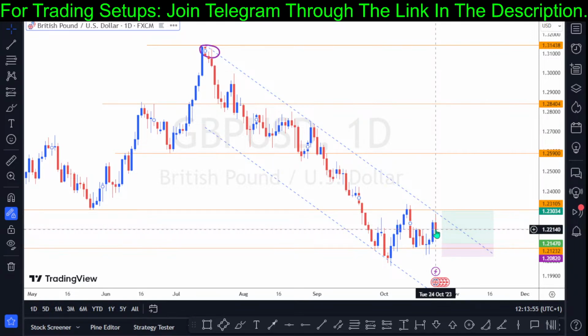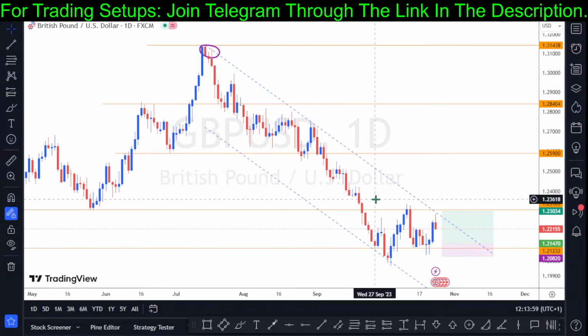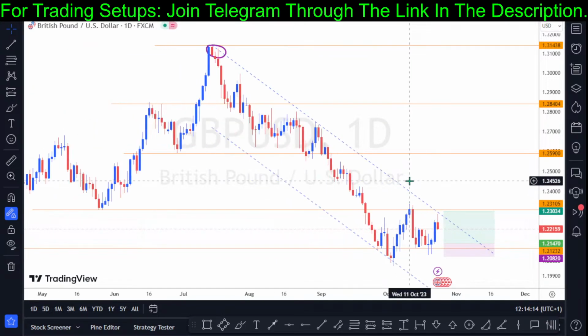So resistance is still above, the downtrend is still active. We haven't yet seen the change of bearish market structure in this downtrend. The structure hasn't changed. So currently right now we are still in a downtrend.